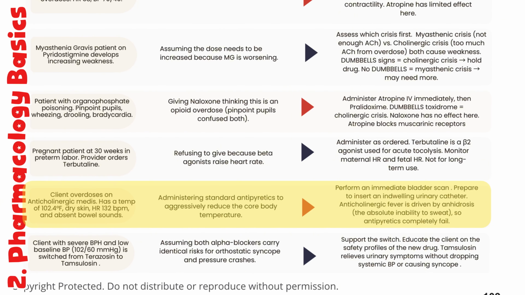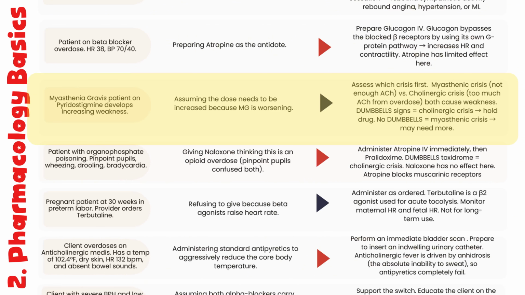And genuinely high stakes. A myasthenia gravis patient on pyridostigmine who develops increasing weakness could be in one of 2 opposite crises, and treating the wrong one is dangerous. Myasthenic crisis means not enough acetylcholine. The disease is undertreated, and more drug is usually needed.